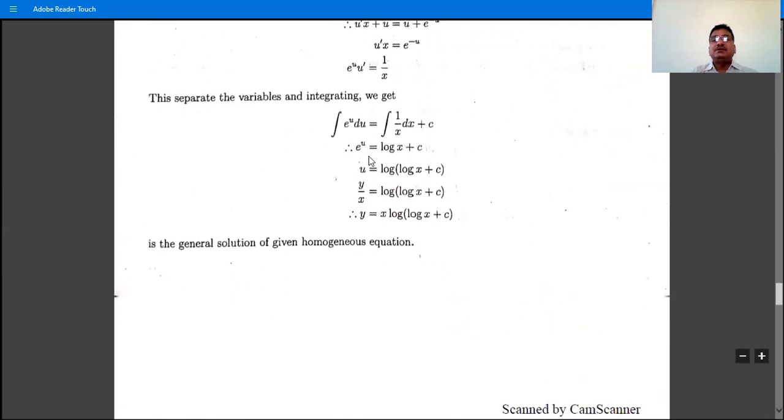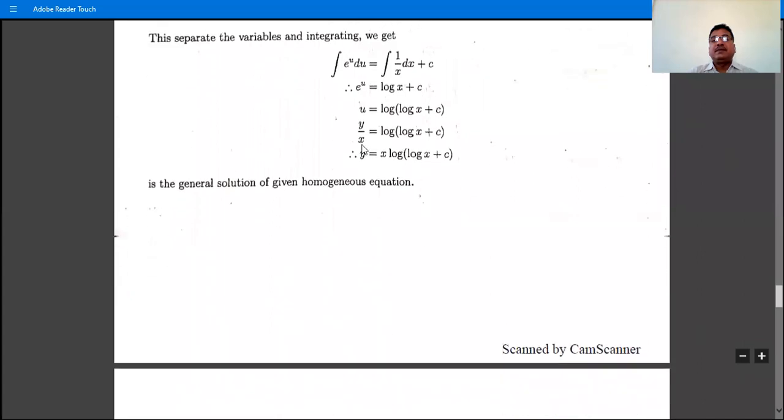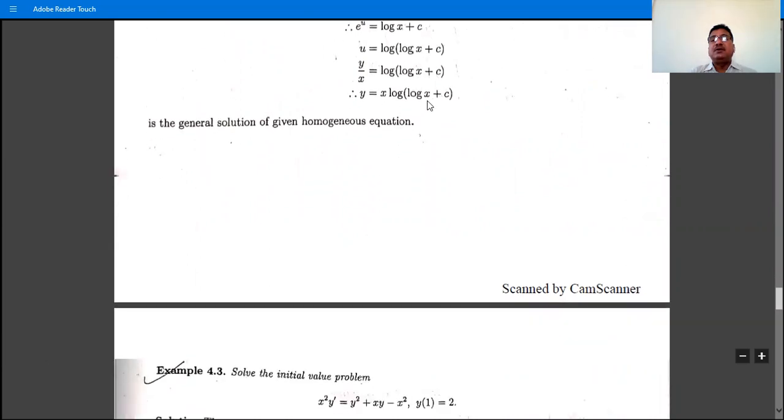So there is no need for this simplification. Or if you simplify, then after shifting this e to the RHS, we have log of the RHS, because if e raised to a is b, then a is log of b, because the inverse of the exponential function is the logarithmic function. So after shifting e, we have u is equal to log of (log x plus c), and then substitute u as y by x. So y is equal to x into log of (log x plus c). This is the general solution of the given differential equation.